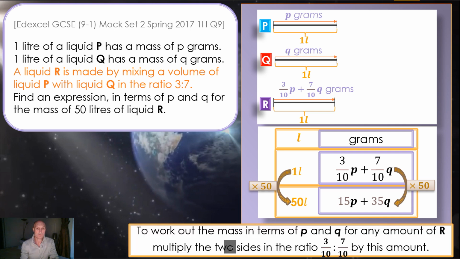And we can come to one final statement. To work out the mass in terms of P and Q for any amount of R, multiply the two sides of the ratio 3/10 to 7/10 by this amount.